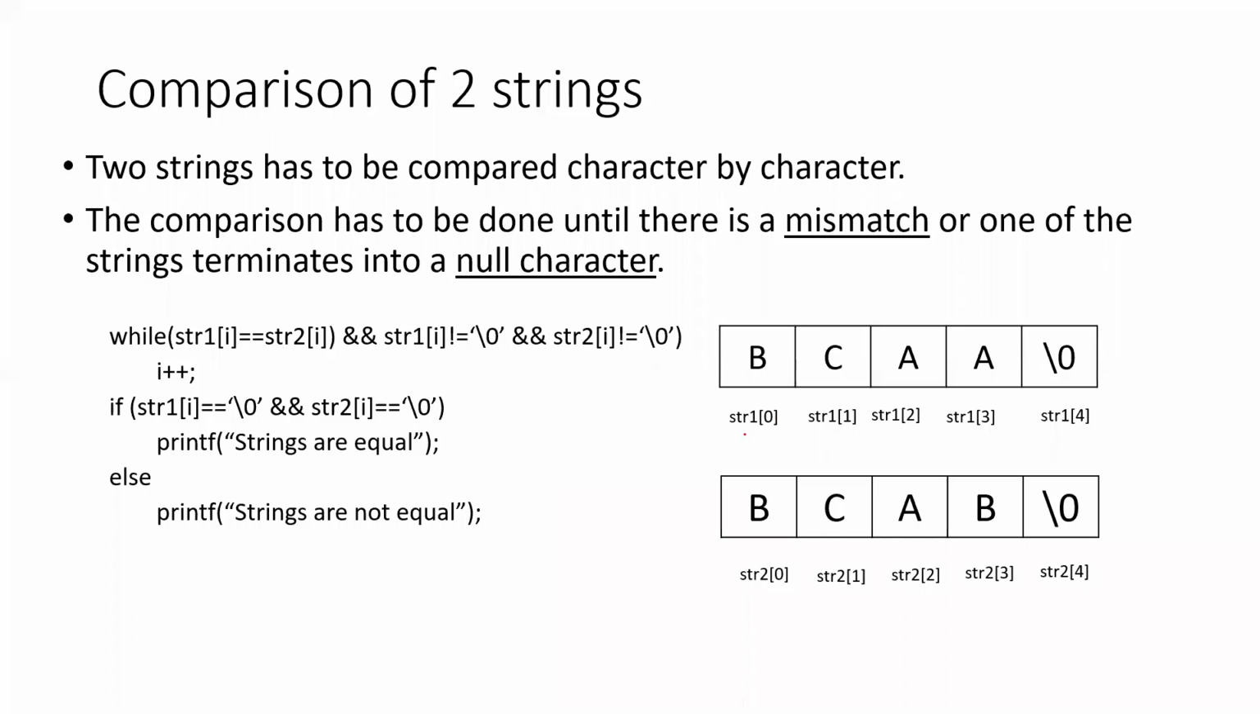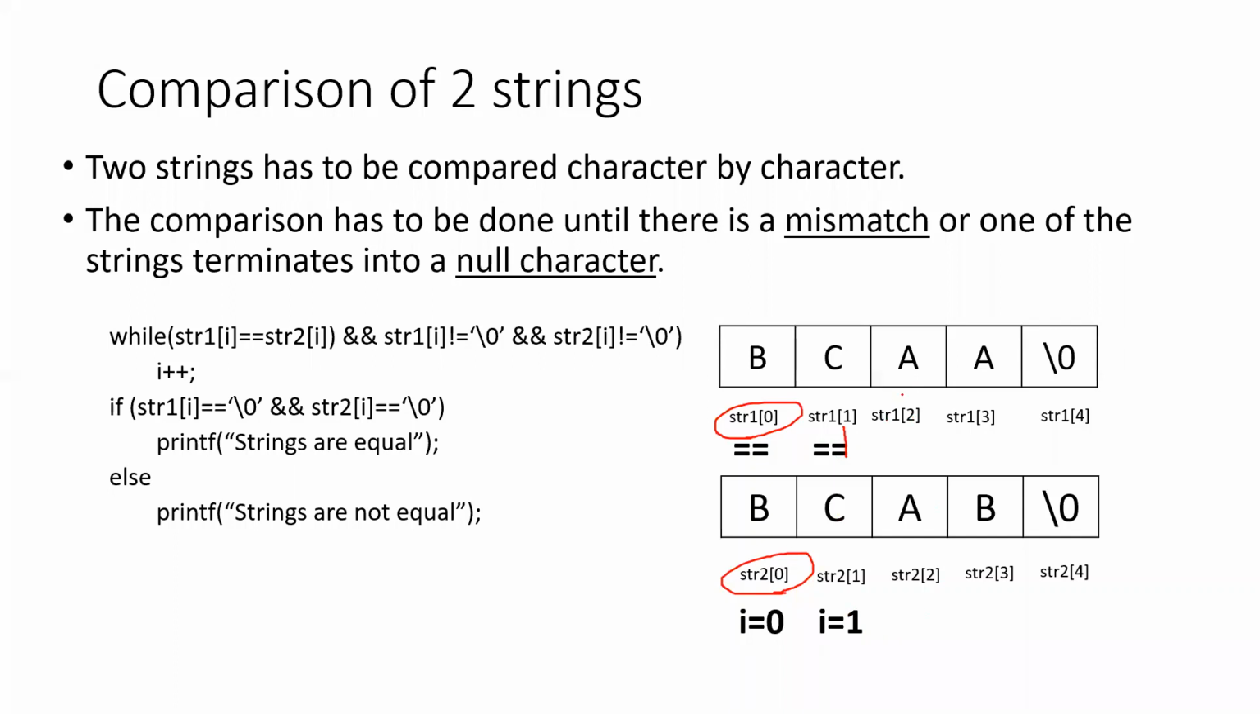So str1 of 0 has to be compared with str2 of 0. If the first character itself is not equal, we need not compare other characters, right? If it is equal, then we will increment the I value and compare str1 of 1 with str2 of 1. In our case it is equal, C is equal to C, then again we will increment I.